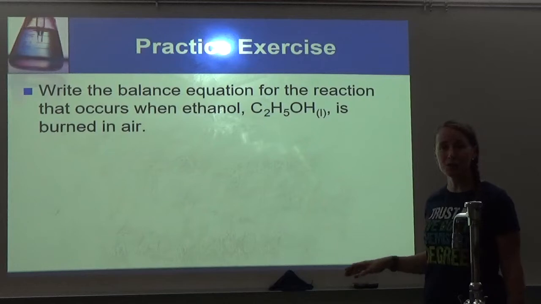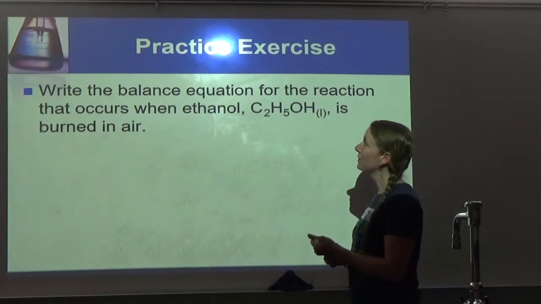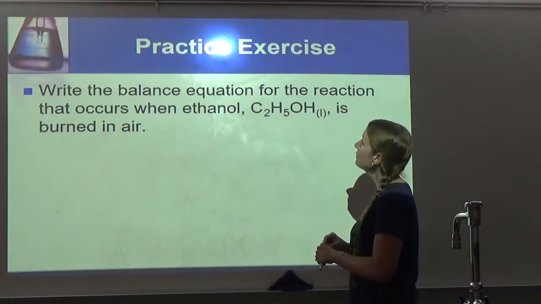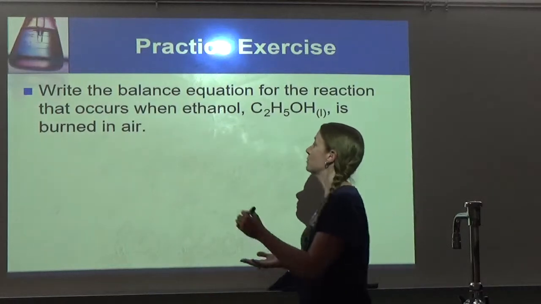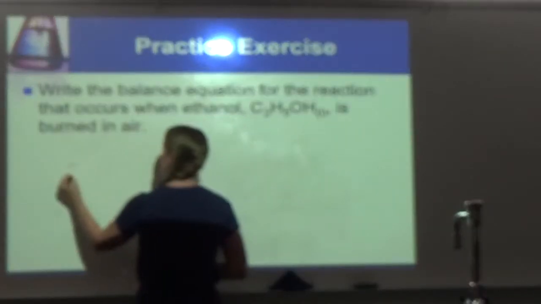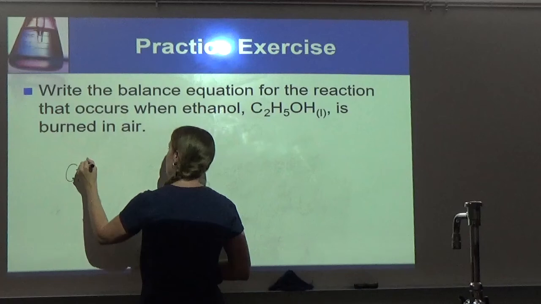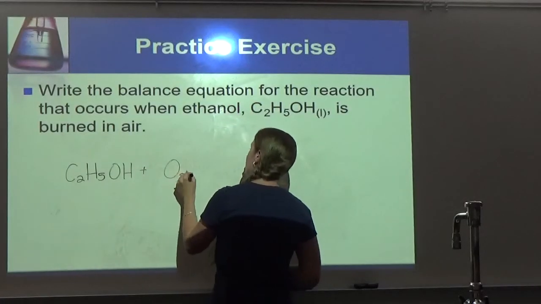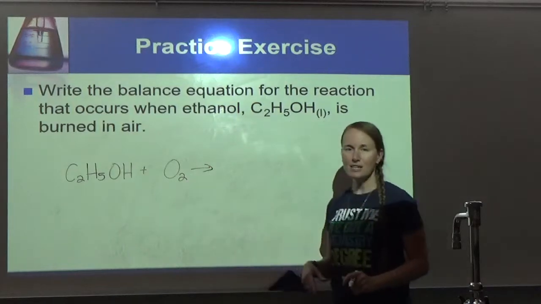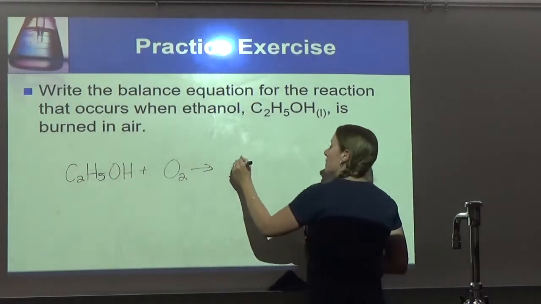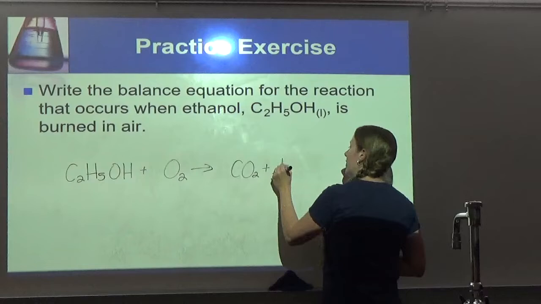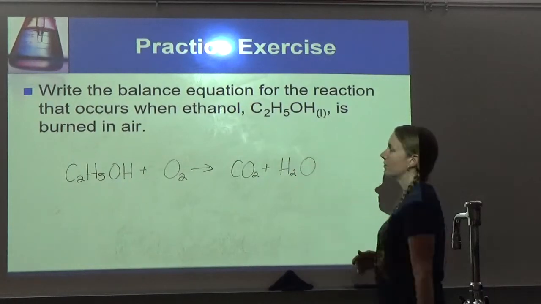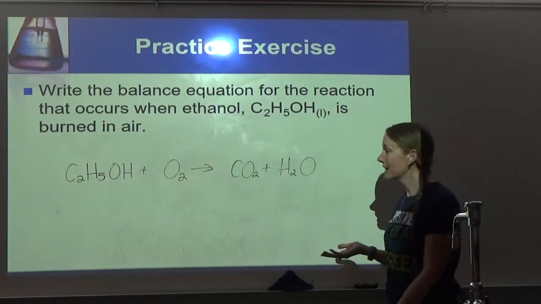Alright, so you try this one. I'll assume you've done that. We'll look at it together. So it says, write the balanced equation for the reaction that occurs when ethanol is burned in air. Okay, so this time we just have ethanol instead of methanol. So we have C2H5OH. Remember, when something burns in air, it's reacting with the oxygen. So it's going to make CO2 and H2O. And so then our last step, of course, is to balance it.